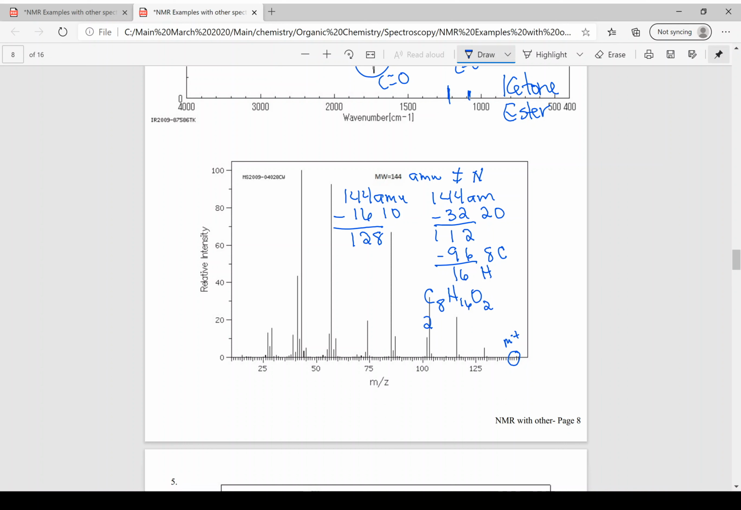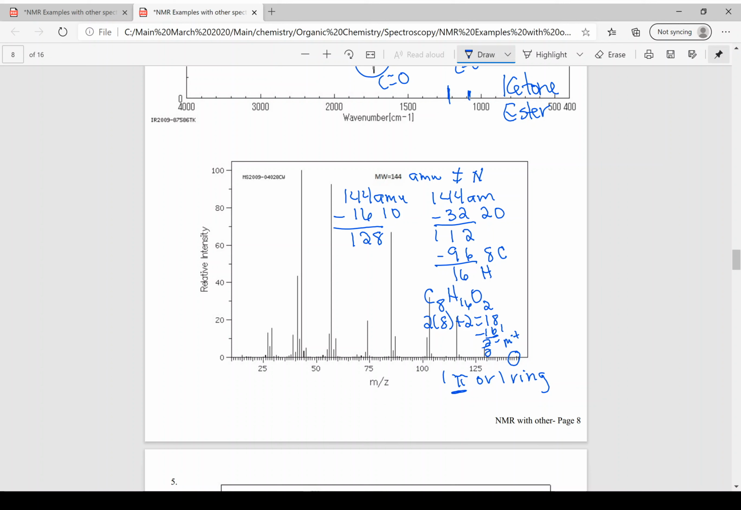All right, so 2 times 8 plus 2 is 18, minus 16 is 2, over 2. That is 1 pi or 1 ring. And I already know there's a carbonyl, so I know that one's good.